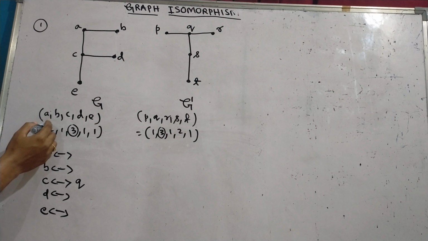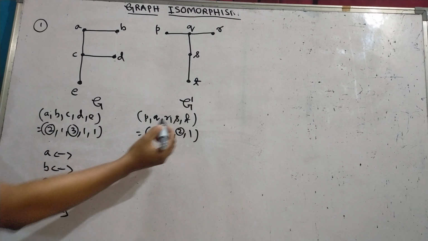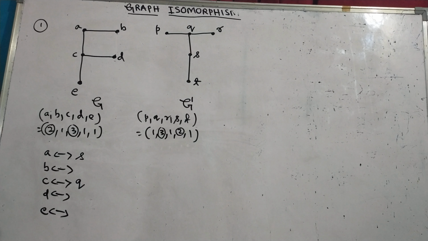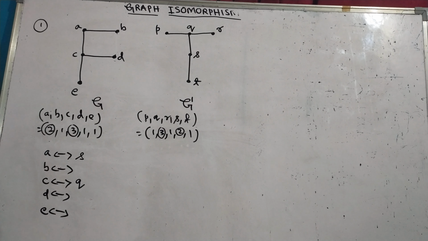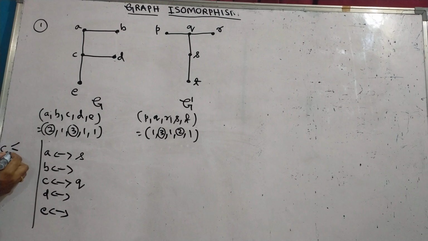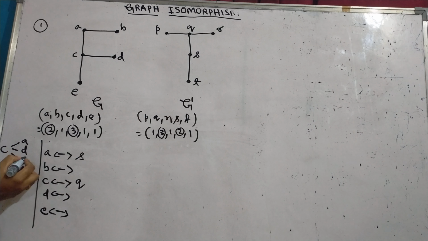In this graph we have only one vertex of degree 2, and in the other graph also only one vertex of degree 2. So the vertex A has one-one correspondence with the vertex S. Now we have 3 vertices of degree 1, and there also we have 3 vertices of degree 1. To find the correspondence between these vertices, let us consider the vertex C, which has degree 3. What are the adjacent vertices of C? They are A, D, E.